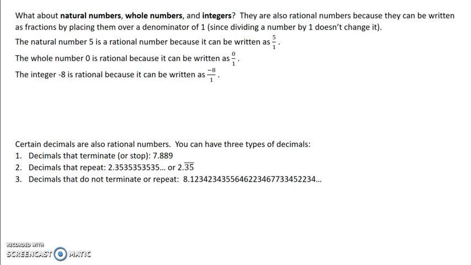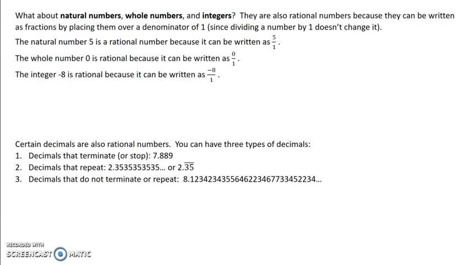So in the case of rational numbers, we know that fractions, natural numbers, whole numbers, and integers are all rational numbers. But what about numbers written as decimals? Certain decimals are also rational numbers. And there are 3 types of decimals that you usually have. Decimals that terminate or stop after a while. So 7.889 stops after 9. So it's a terminating decimal, or it's a decimal that terminates.